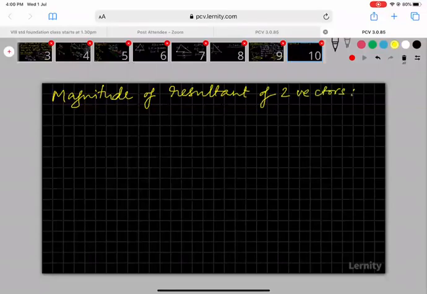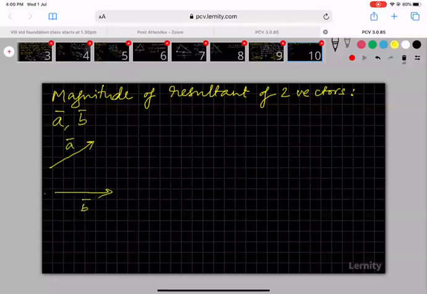Okay, before going into that, we need to know what we know. We need to gather the information about what we know. What we know are two vectors, a bar and b bar. Say maybe this is a bar and maybe this is b bar. This is what we know as of now.